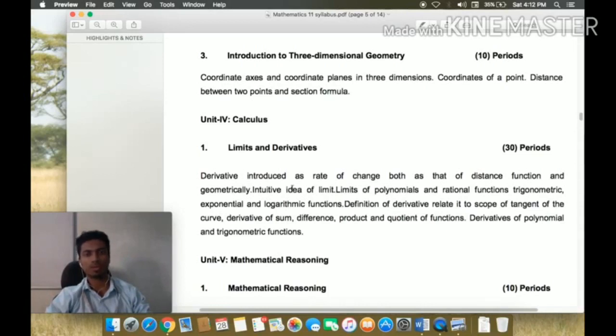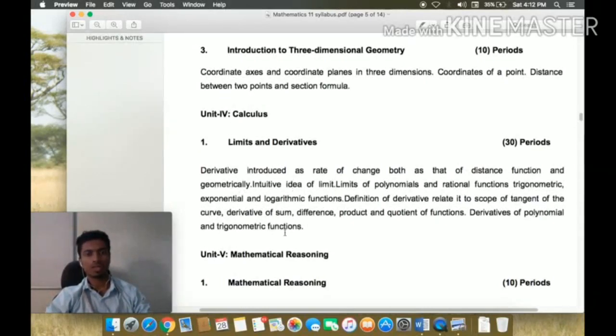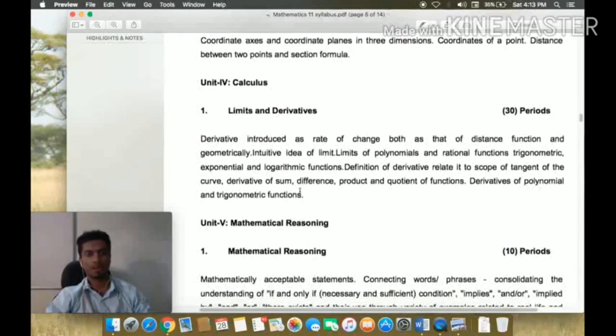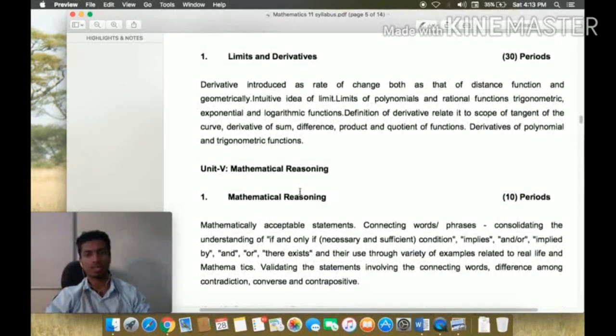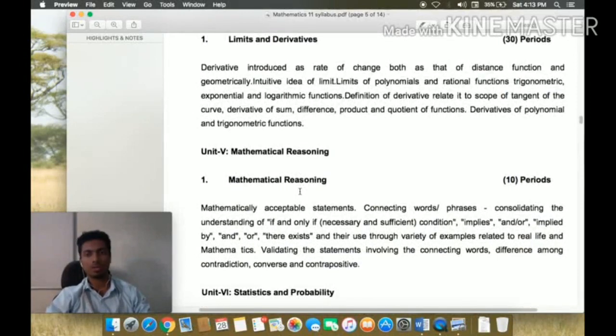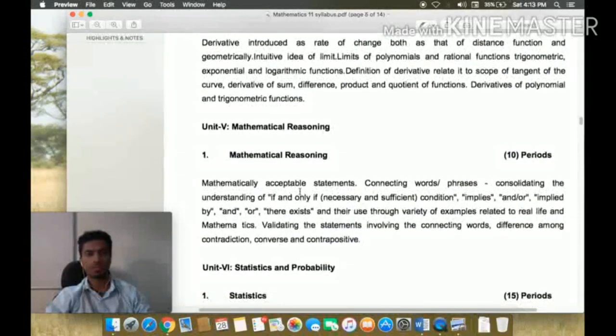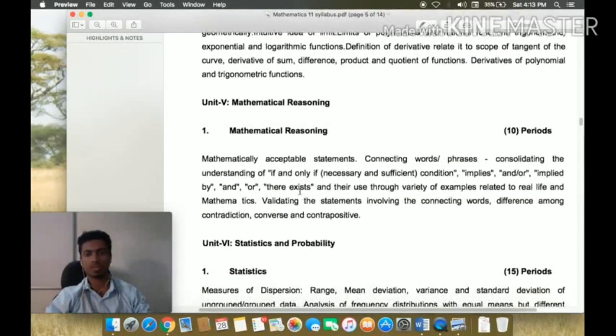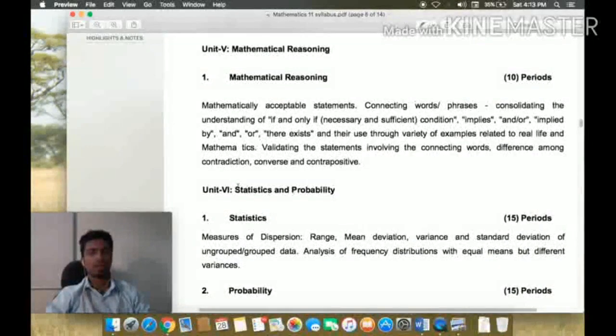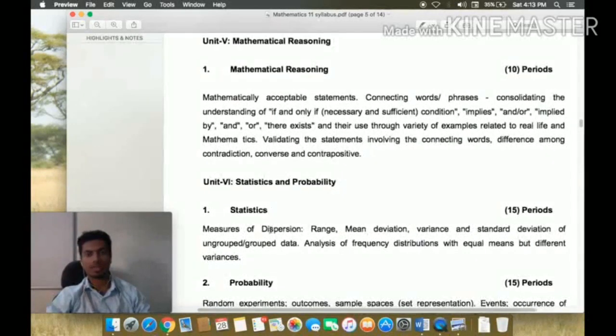Mathematical reasoning, your fifth unit, is basically the grammar of your mathematics. We deal with validating statements and connecting statements using different signs like implies, or, then. Statistics is a continuation of class 10. You have done mean, variance and all, so that will be used here, and a few things are added like analysis of frequency distribution and variance.